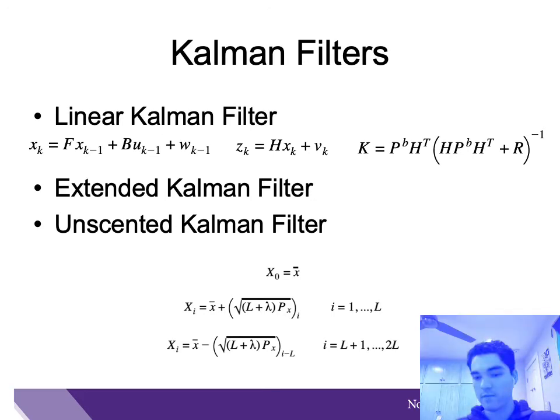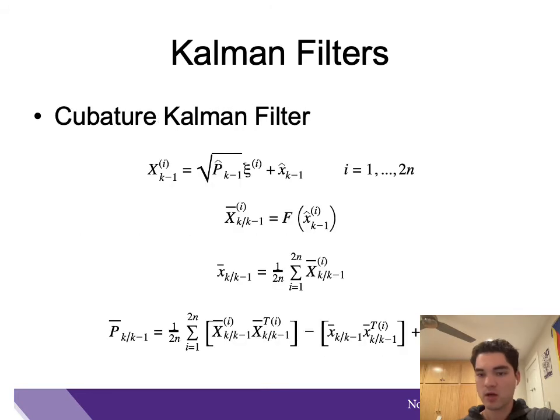The UKF uses a minimal set of sample points called sigma points to represent the state distribution and covariance, initialized by the equations shown on the bottom of the slide. The last Kalman filter that I will go over is the cubature Kalman filter, or CKF, which uses a spherical radial cubature rule to compute multivariate moment integrals to address nonlinearities.